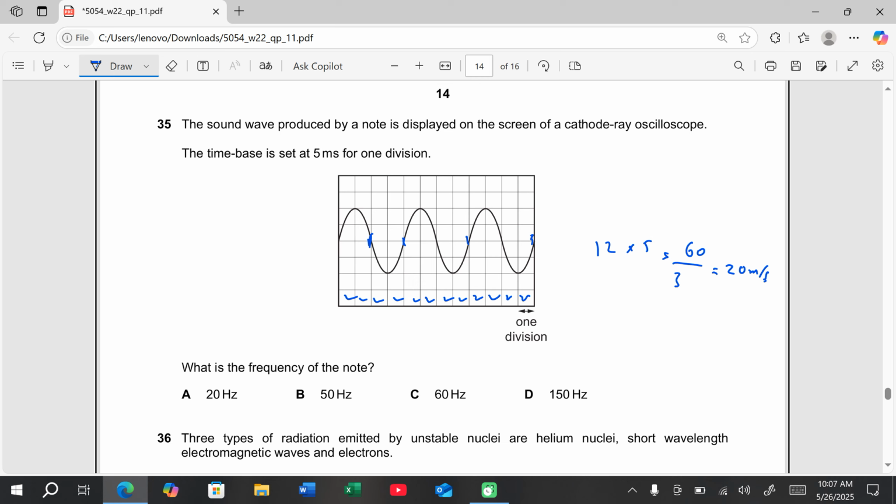That's a time period, so not meters per second, but milliseconds. So that's 20 times 10 to the power of minus 3 seconds. So 1 divided by 20 times 10 to the power of minus 3. So when you solve it, you're going to get 50 hertz.